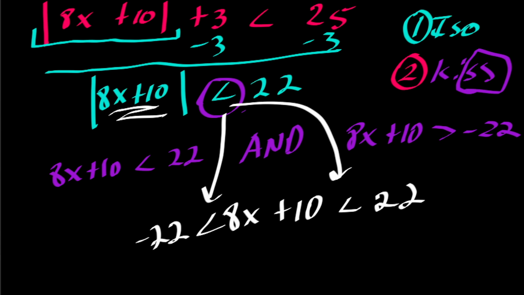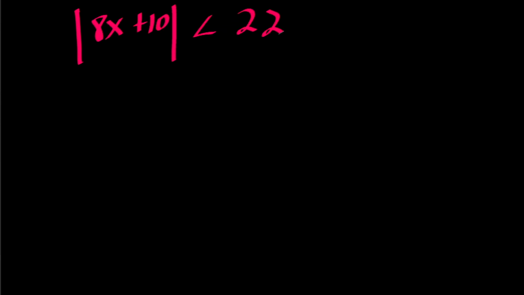So let's go back and let's rewrite it one more time just so you can see it. 8x plus 10. We've already isolated the absolute value, less than 22. So here's what I can do to set up my and inequality. I can take the middle. I can just take 8x plus 10, put that in the middle.